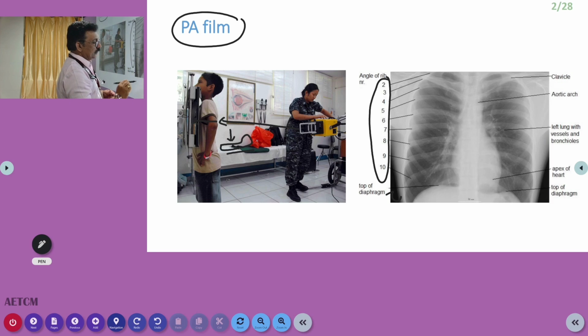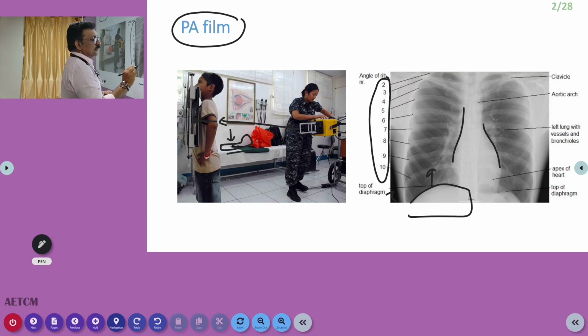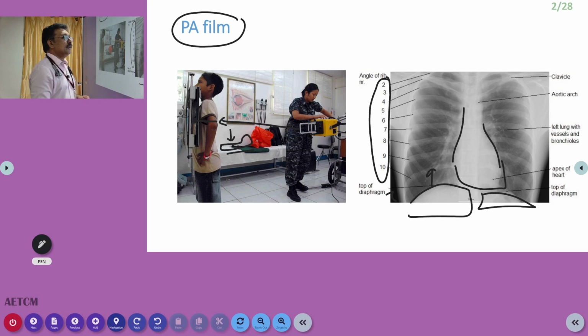Then what you are seeing here is the diaphragm. Two diaphragms. And most of the time, the left diaphragm will be slightly lower than the right diaphragm. That is because the heart is sitting on the left diaphragm. That is very important. Don't think that the right diaphragm is elevated because the liver is pushing it up. It is because the heart is sitting on the left diaphragm. That's why it is lower. Okay, so that is very important. So all these things are basics.